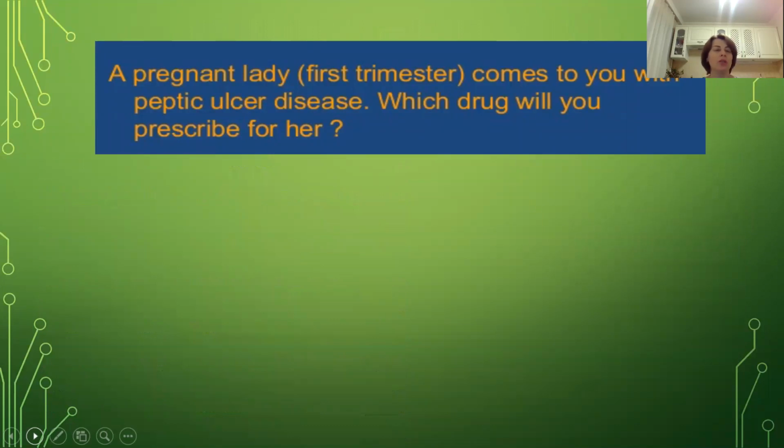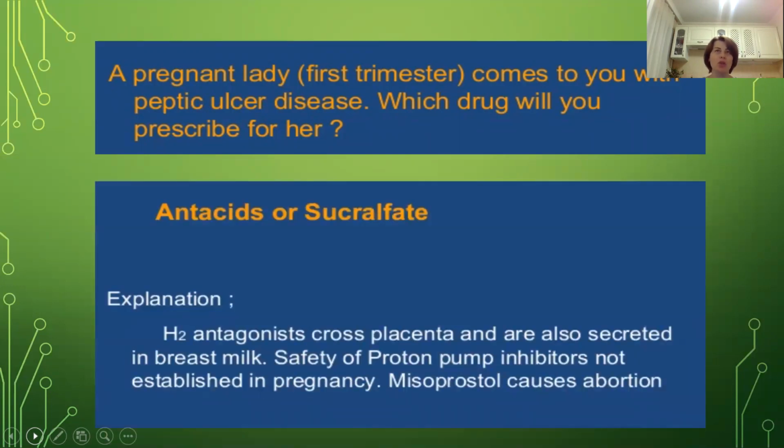One practical question is left for you. A pregnant lady in the first trimester comes to you with peptic ulcer disease. What kind of drug will you prescribe for her? You should also remember that pregnant ladies in any trimester, especially the late trimester, can have gastroesophageal reflux disorder due to increasing pressure inside the abdominal cavity with the growing fetus from the first to third trimester. So in the case of this pregnant lady, the option is antacids or sucralfate treatment.